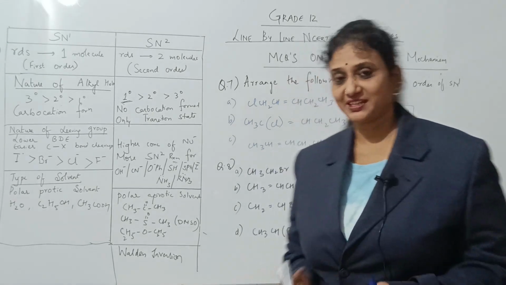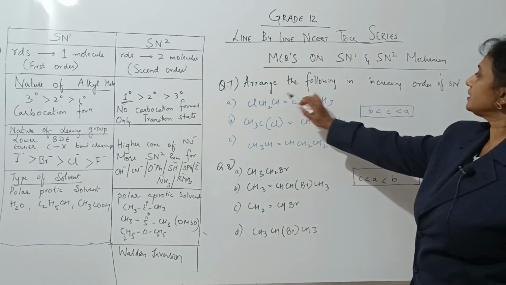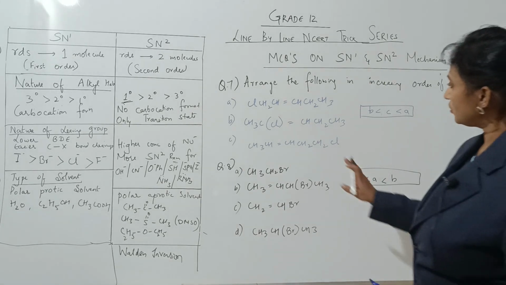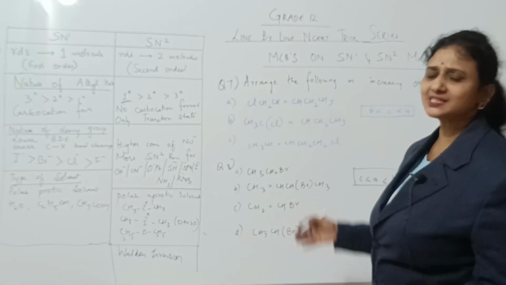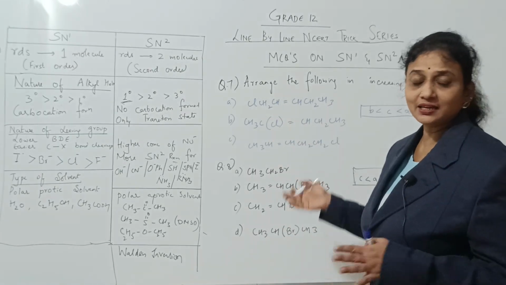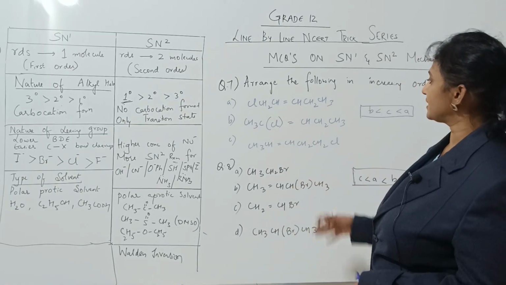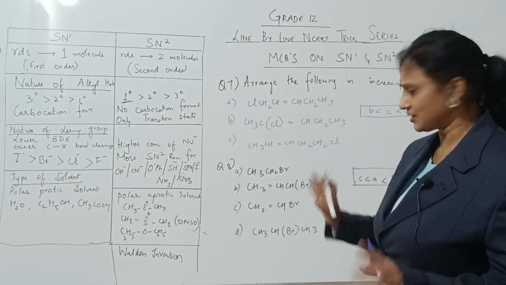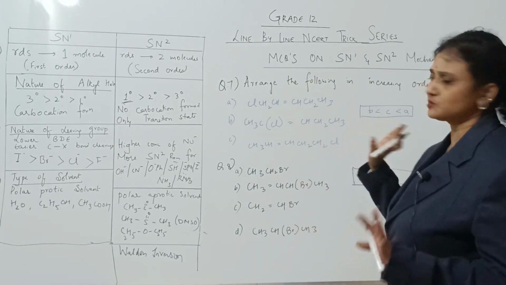Question 7 and 8. Let's see. Here they are given: arrange the following in increasing order of SN1. Both questions are given. The difference is there is a double bond. In a few cases it is allylic, in a few cases vinylic, in a few cases tertiary, in a few cases secondary. Tertiary is not given here, but secondary is given and primary also is given.